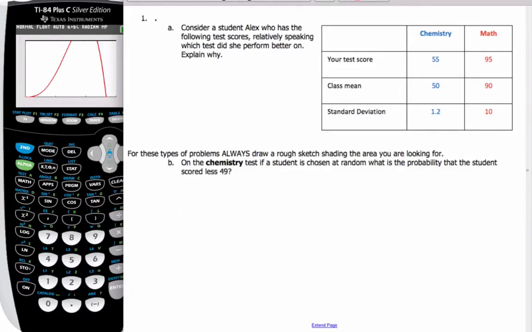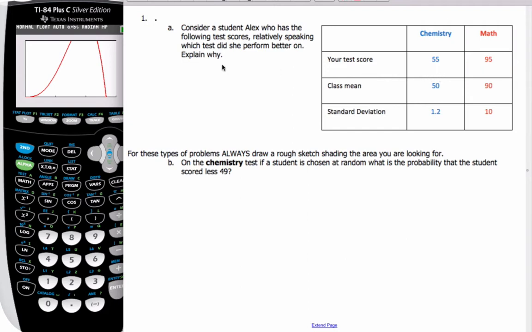Okay, so today, everyone, we're going to do a normal distribution problem. We have Alex, who has the following test scores in chemistry and math, and we want to determine which one she performed better on. From the scenario, we know the class mean for chemistry was 50 and Alex's score was 55. For math, the class mean is 90 and her score was 95, so they both differ by 5 points.